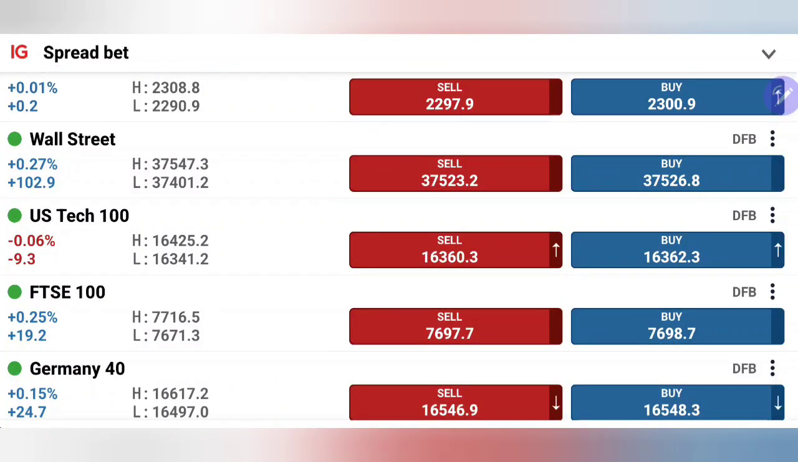Nasdaq 100 and Dow Jones started the day with a little retracement, where we have seen US30 trading with a more bullish bias, achieving 37,550 levels, and Nasdaq 100 has retraced towards 16,400 levels, but then again has seen a reversal and is now back to the support levels at 16,350, 360.